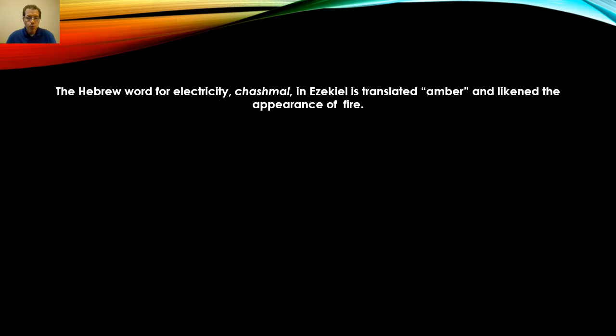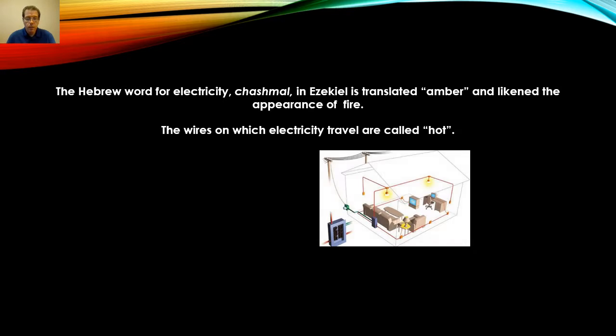So we see the Hebrew word for electricity, hashmal, in Ezekiel is translated amber and likened to the appearance of fire. The wires on which electricity travels are called hot. The people of these days are swallowed up in the hot wires. So when you see these clues, you know that other verses have come to pass or are coming to pass because we are in those days.